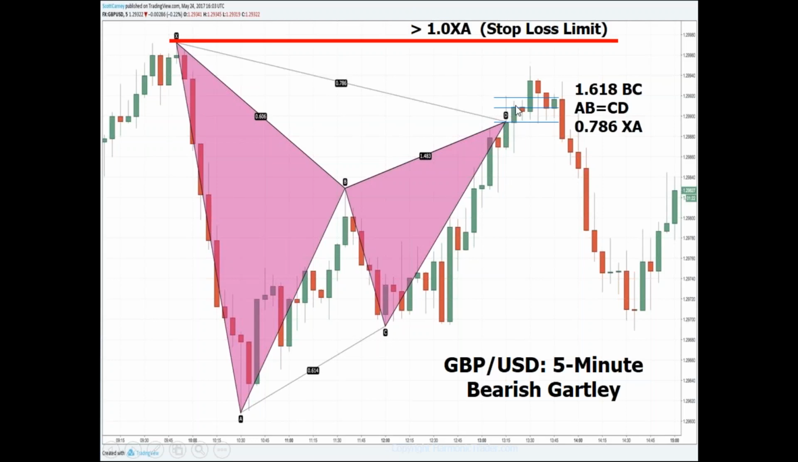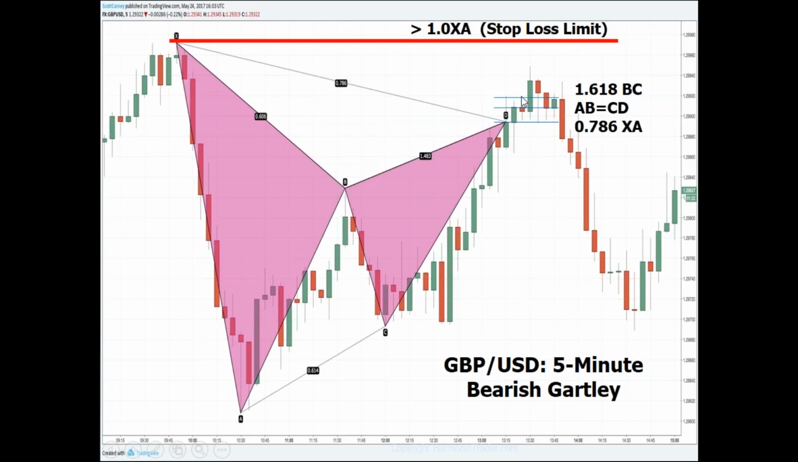But it's important to notice where the ABCD completes. That ABCD is a little bit above the 786. It's still a valid pattern. We're just looking to these two areas, these two prices to be tested, these levels to be hit before we even consider the entire pattern complete.